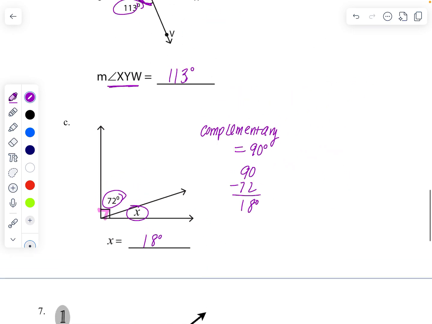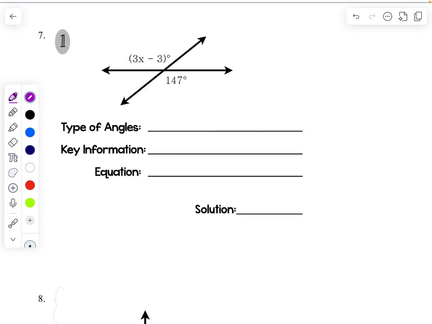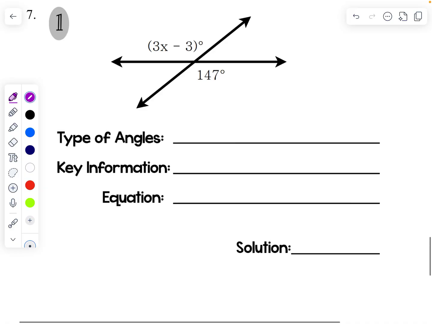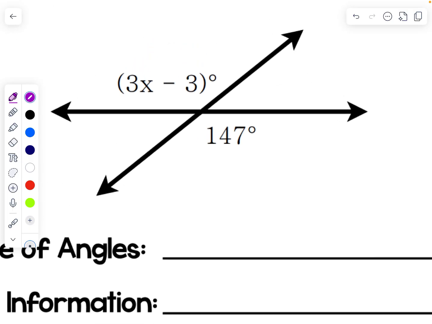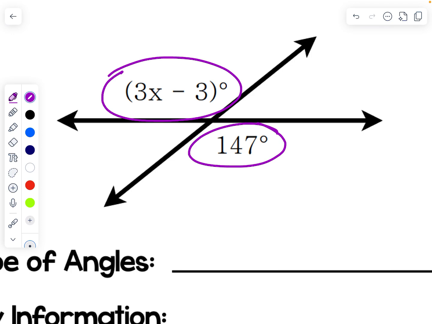All right, moving on. Now we're going to throw in a little bit of algebra by having a couple of variables. First things first, and this breaks it down nicely for us, we've done a problem very similar. We're going to identify the type of angle, what that information tells us, and the equation that we're going to use to solve. Right away, I'm noticing we have this angle with 3x minus 3 inside of it, and across from it, I'm seeing this 147.